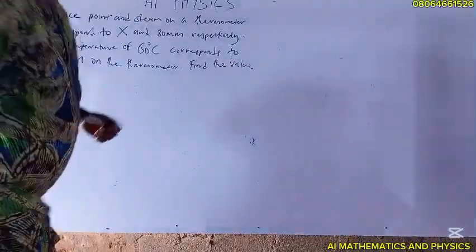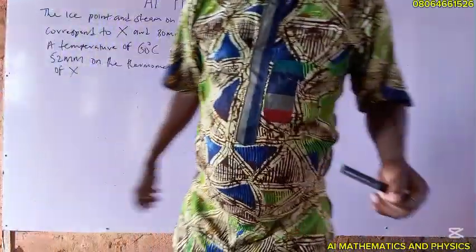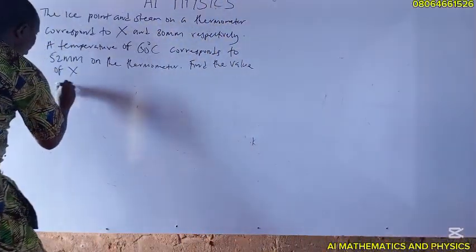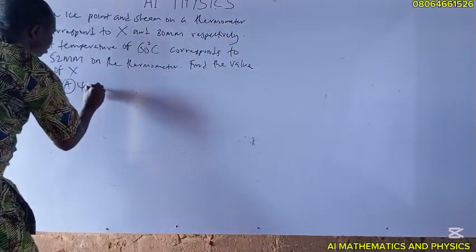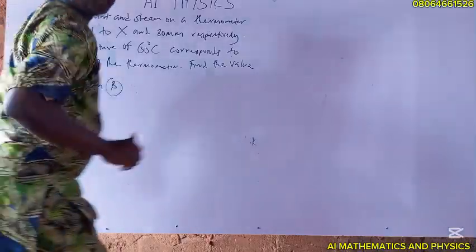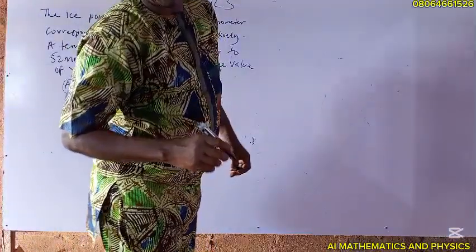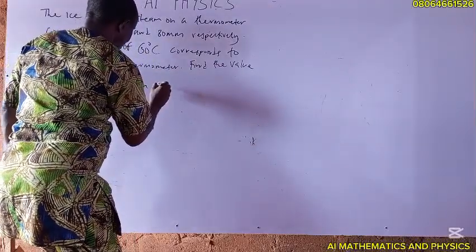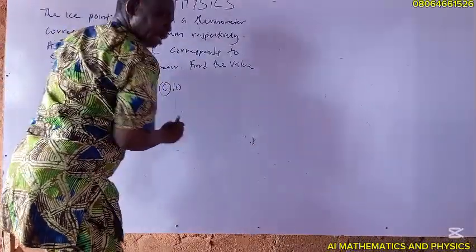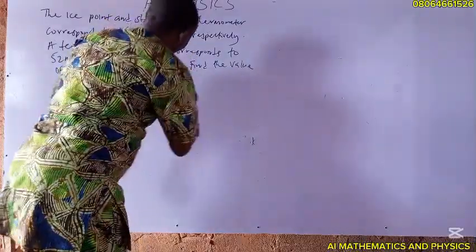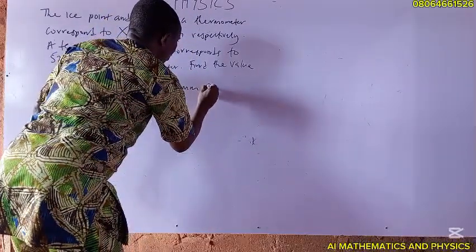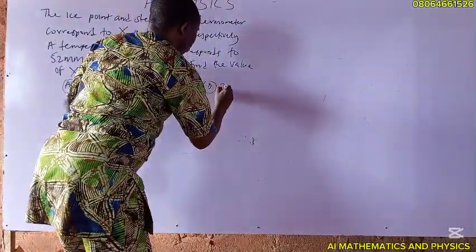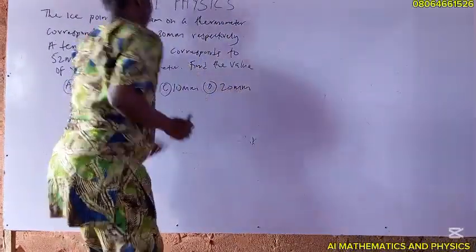It's an OBJ question. We have A, 4 millimeter, B, that's 8 millimeter, C, 10 millimeter, D, that is 20 millimeter.